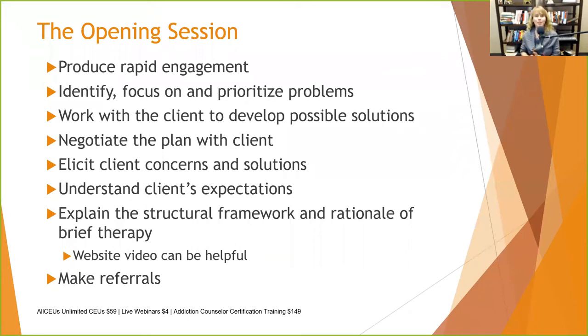I want to make sure that they've got something to do. They feel like they're going to start making progress on remedying whatever this issue is, and that they have the resources to do it at the end of that first session.